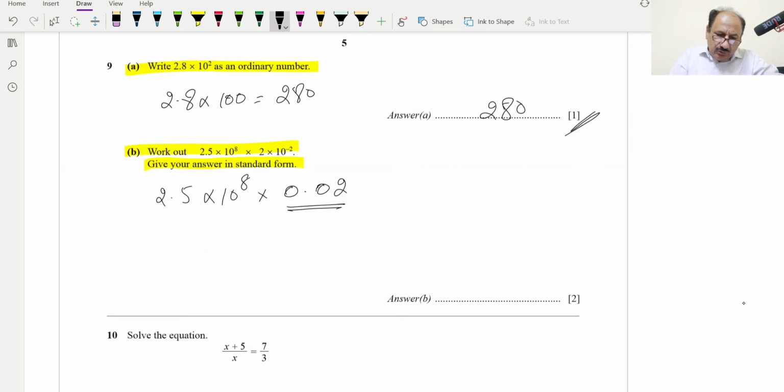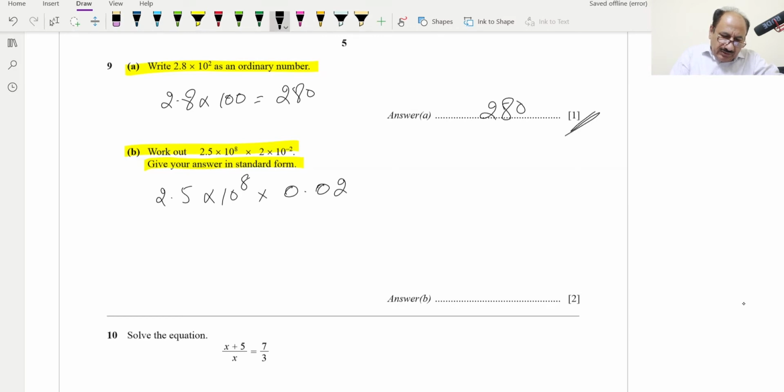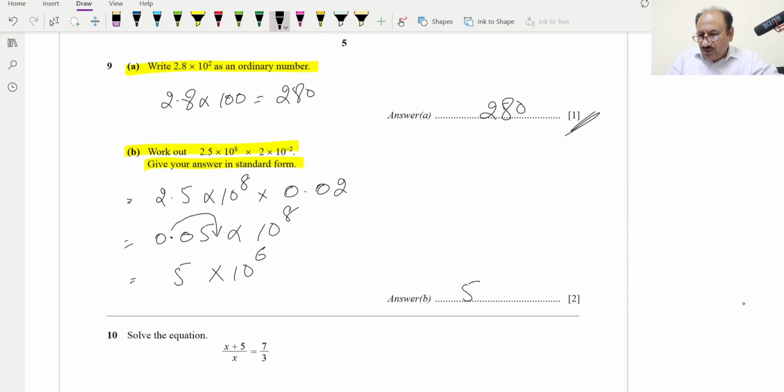Now this 0.02 we will multiply by 2.5, and this is equal to 0.05. So we can rewrite it as 0.05 into 10 raised to the power 8. Now to write in standard form we need the decimal after the first non-zero number. So the decimal will take 2 jumps to the right, so it will be 5 into 10 raised to the power, and 2 digits we will drop, so instead of 8 it will be 6. So our answer will be 5 into 10 raised to the power 6. This will be the final answer.